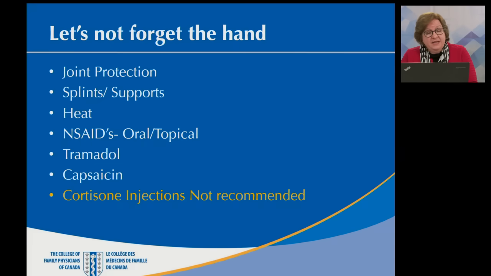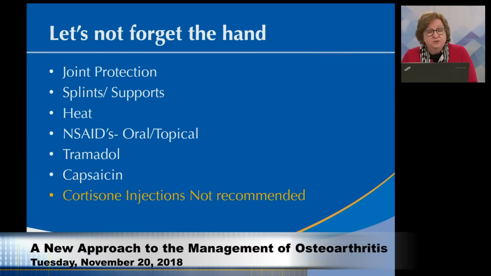And in the hand, we found that when we looked at the American College of Rheumatology guidelines, cortisone injections are not recommended in the hand, and joint protection, such as splints or supports, especially for the thumb, can be very useful.